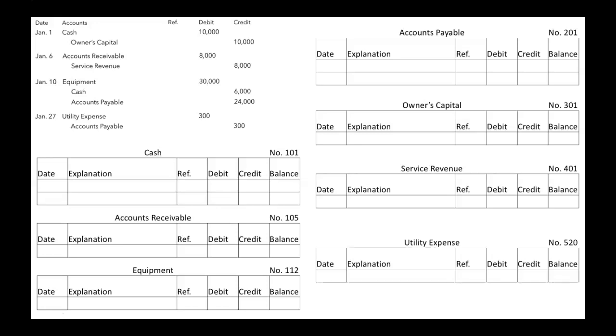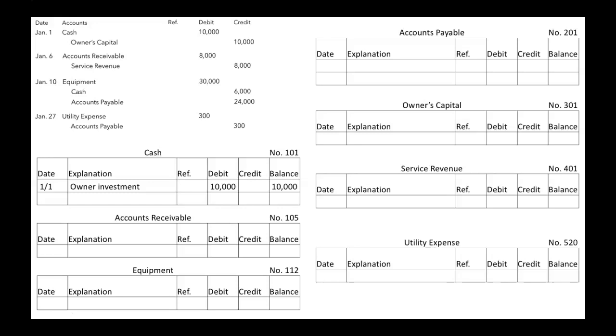So we take a look at our first entry on January 1st. We debited cash 10,000. So we go to our cash in our ledger and we put the date, we put the explanation. So this was an owner investment. We debited 10,000, which means that its balance is now 10,000.